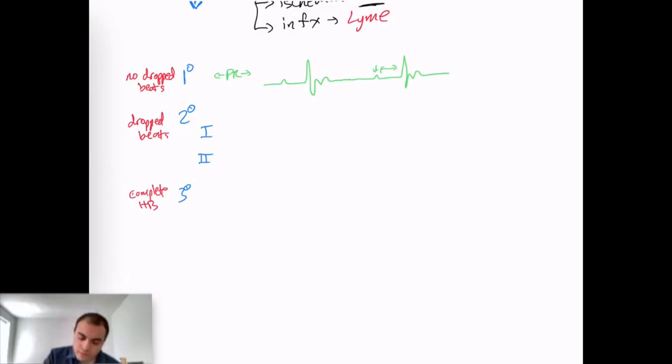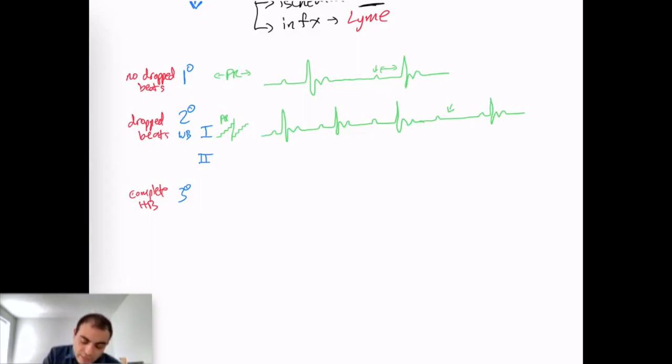In Mobitz type 1, which sometimes they call Winky-Buck heart block, there is a stepwise increase in the PR interval, and then there is a dropped beat, then it goes back to normal, right? So the PR interval is stepwise increasing in size. You've got a normal, then a little extended, and then you've got a dropped beat. Then you get to normal. So you get this dropped beat. Okay? Simple, easy.